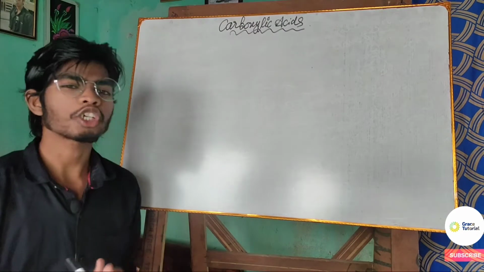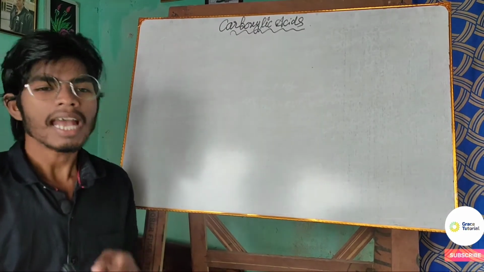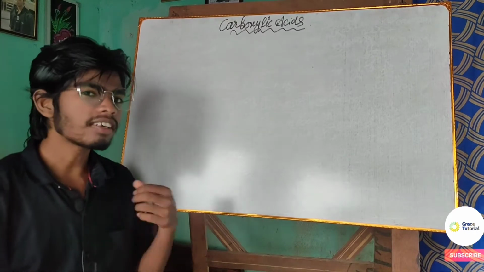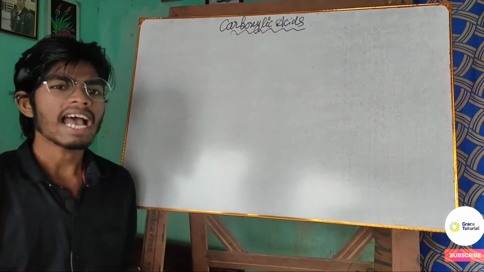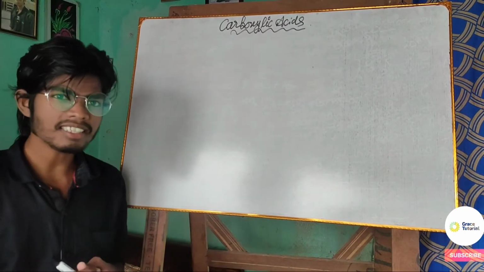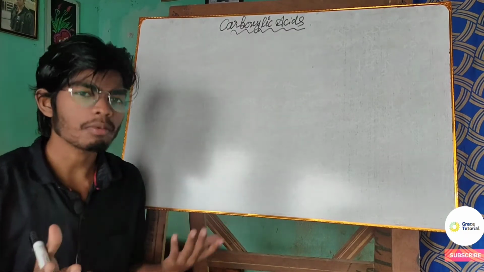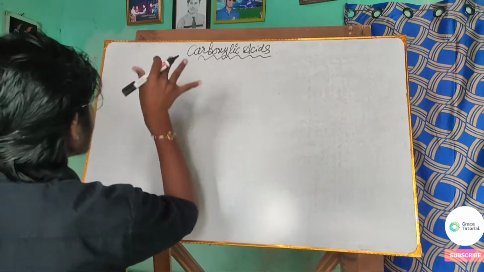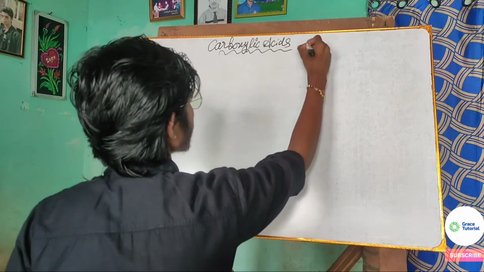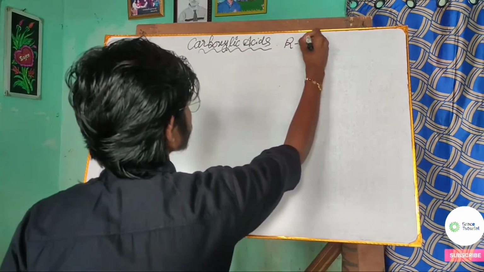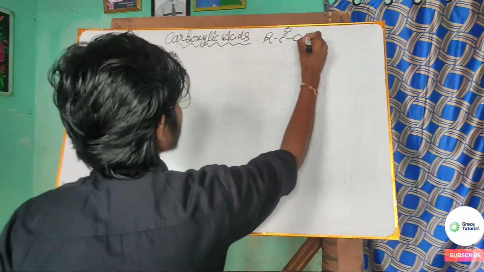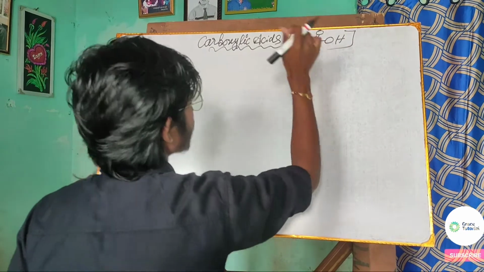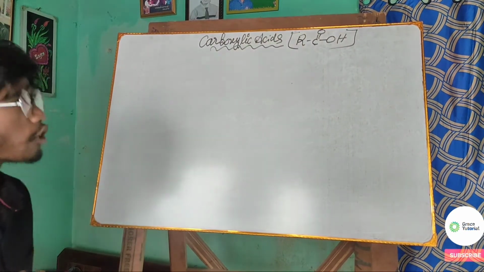In this video lecture, we will be discussing the carboxylic acids, the functional group of the carboxylic acids, and the nomenclature of the carboxylic acids as well. So what is a carboxylic acid? The general formula of the carboxylic acid is RCOOH.